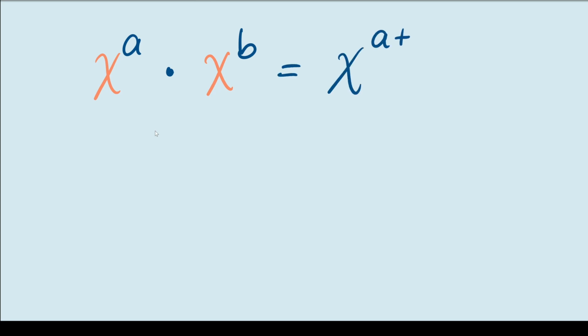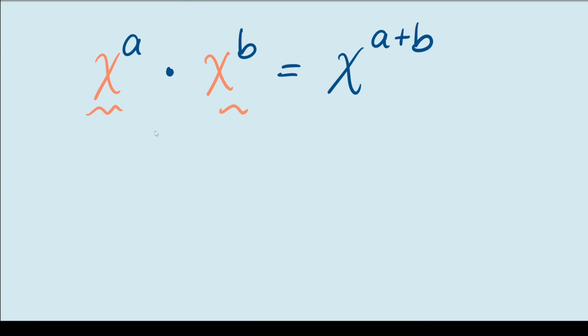So when you're multiplying exponents, there's only one general rule of thumb that you have to follow. The bases have to be the same. So if I had something like x raised to the a power multiplied by x raised to the b power, then the answer would be x raised to the a plus b power. Now notice, this only works when the bases are the same.